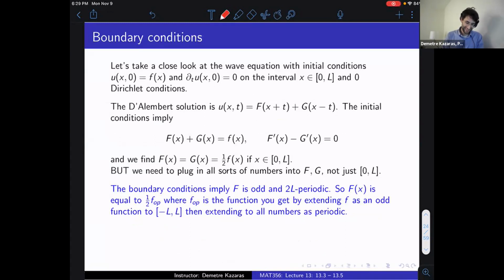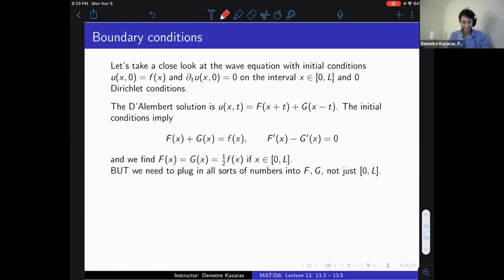Okay, so I say a lot there. So before we read that together, let's just take a look. Okay, so we have the boundary condition u of 0 for all time needs to be 0. Let's write that down in terms of f and g. So that tells us f of plus t plus g of minus t, I'm plugging in 0 in for x, needs to be 0.